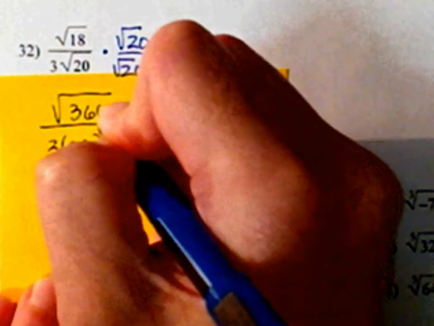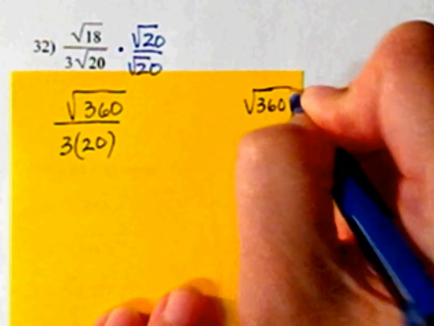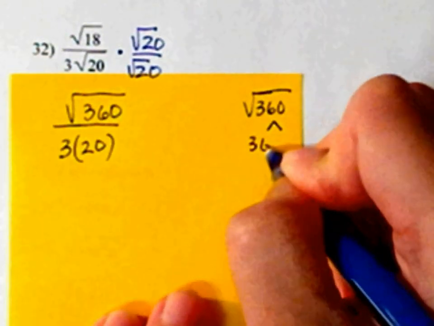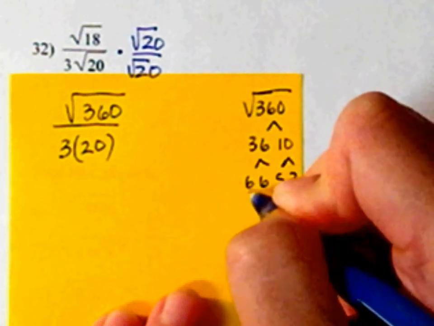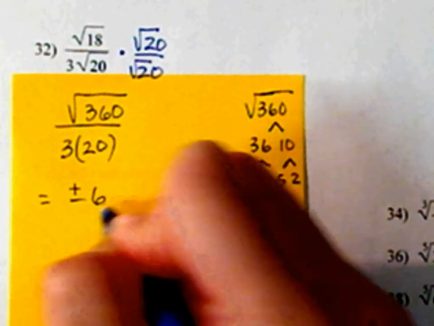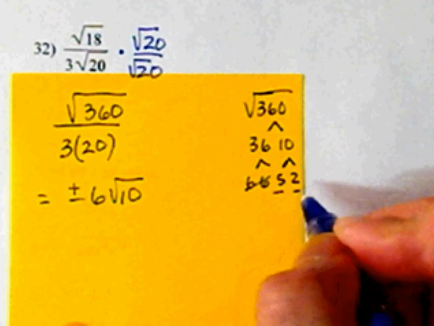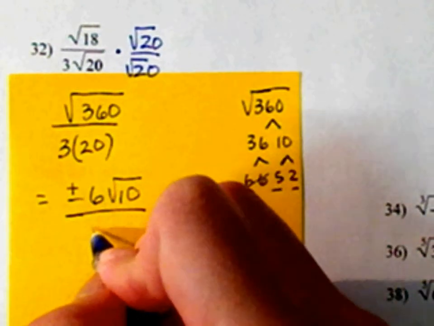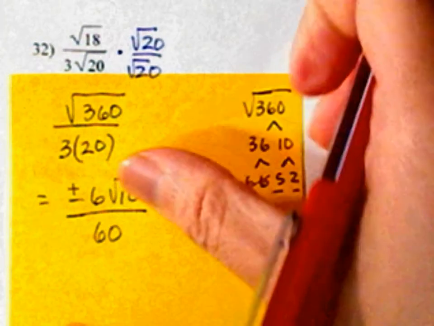Okay? So I'm going to come over here and see if I can simplify that some more. Factors of 360 is 36 and 10. 6 and 6, 2 and 5. Like terms. So this is the same thing as plus or minus 6, square root of 10, because 5 times 2 is 10. All of that over 3 times 20, which is 60. Simplify, you're done with your radical. Just bring it on down.